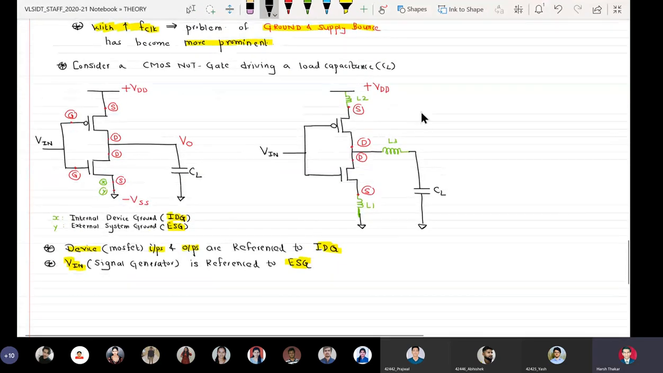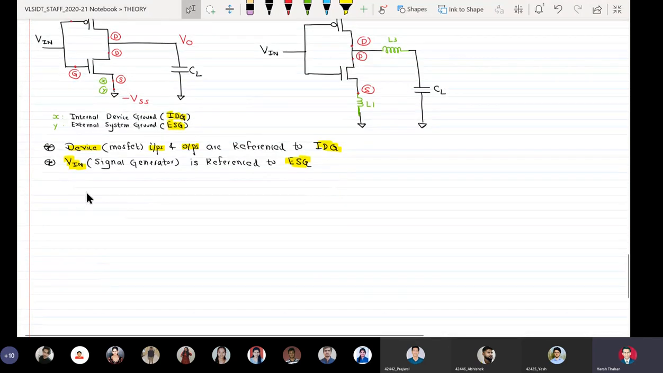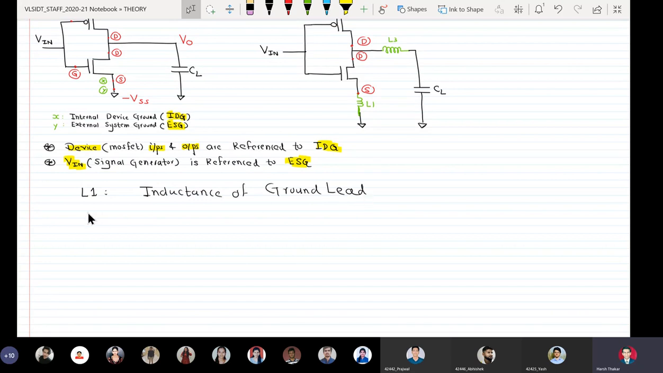Here L1 is the inductance of ground lead, L2 is the inductance of supply lead, and L3 is the inductance of output lead.